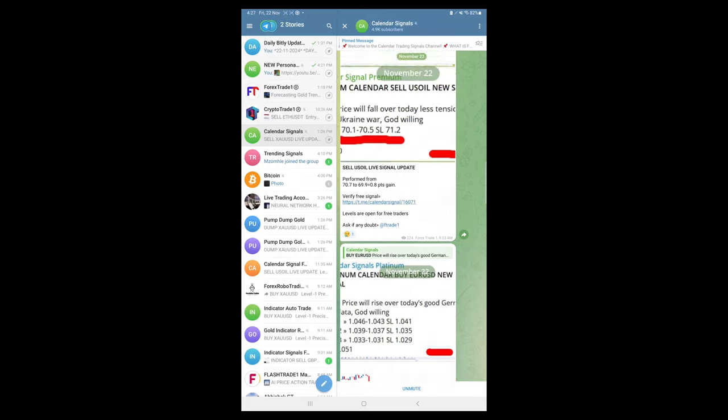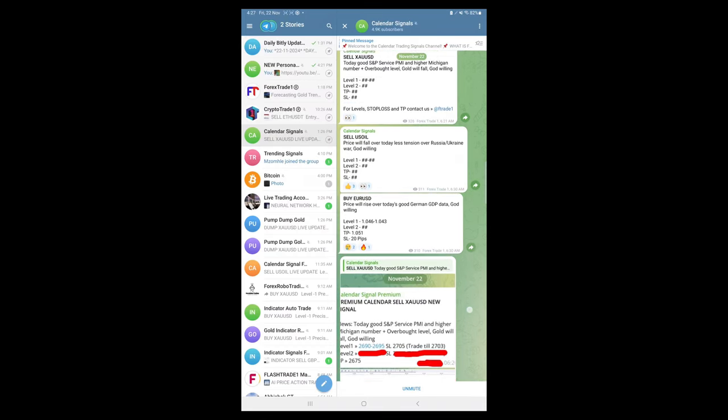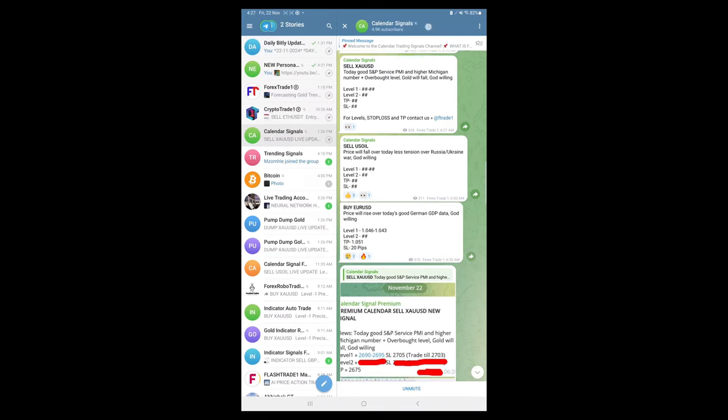Here is the performance for today's calendar signals. Today's date is 22nd of November, and today we gave these three signals: sell gold, sell oil and buy Euro USD. And this is the signal posted time, 6:21 a.m. GMT.